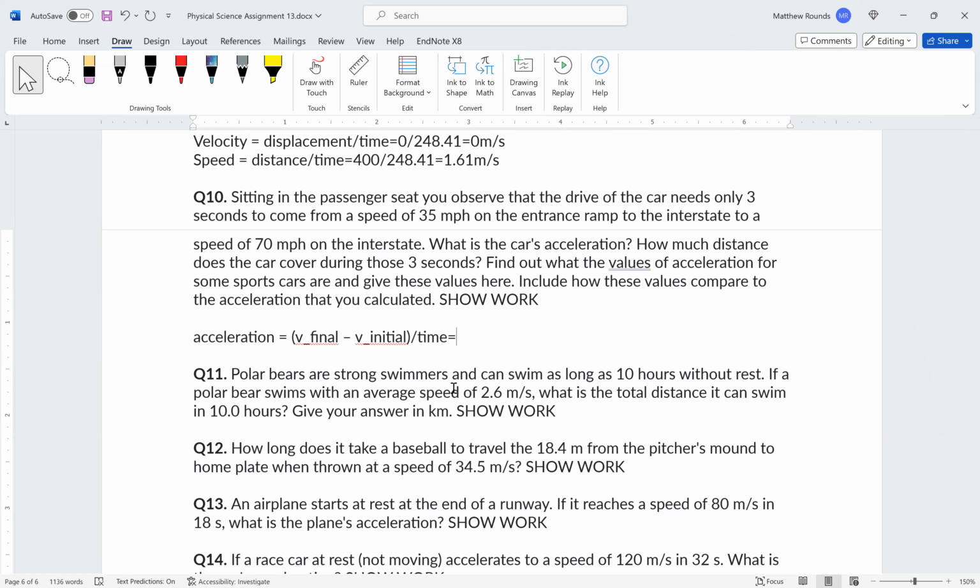Let's see. Velocity. This says 70. It says there's 30 seconds, 35 miles per hour.